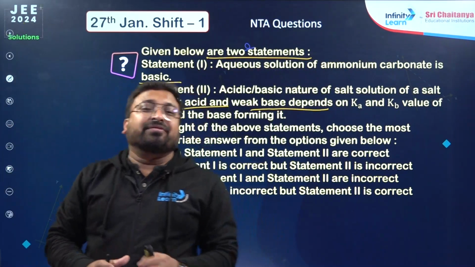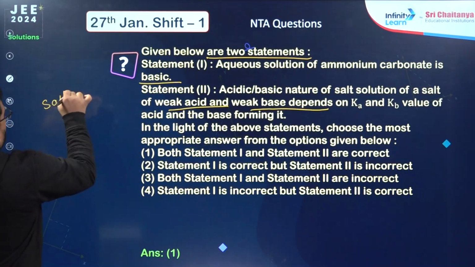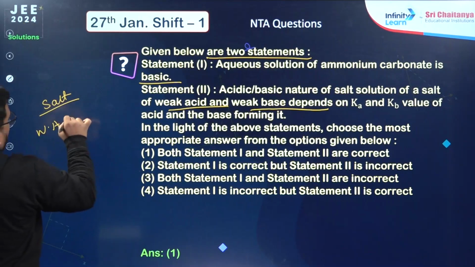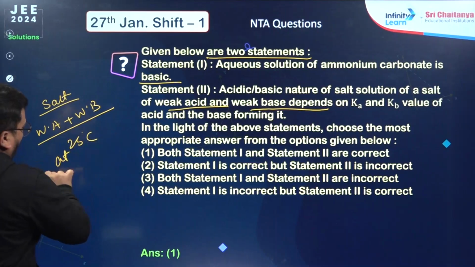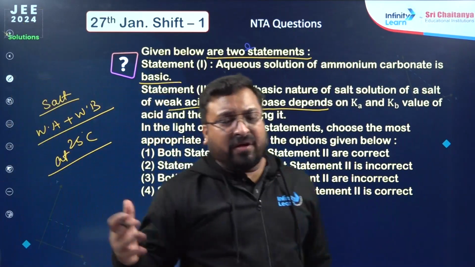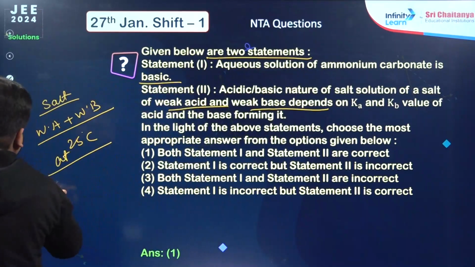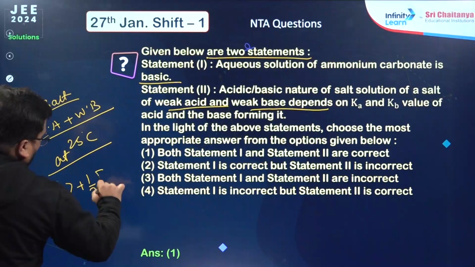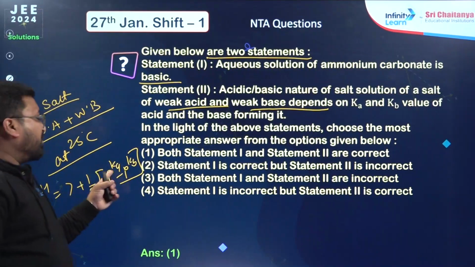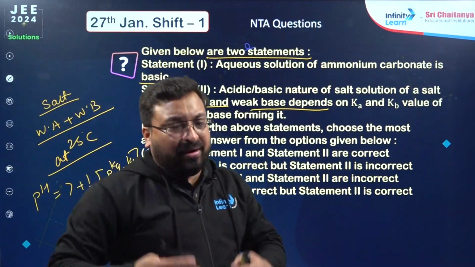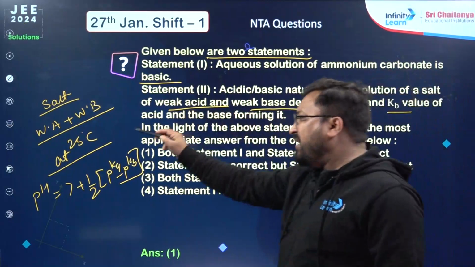Okay, actually this is a very interesting question, and you know this is a salt made up of weak acid plus weak base. And you know at 25 degrees centigrade, why am I writing 25 degrees centigrade? If I do not write 25 degrees centigrade, you will not be able to use the formula pH = 7 + 1/2 (pKa - pKb). Okay, so what will happen? Actually, this depends upon which acid and base you have taken into consideration. So actually, the Ka and Kb values will decide its nature.